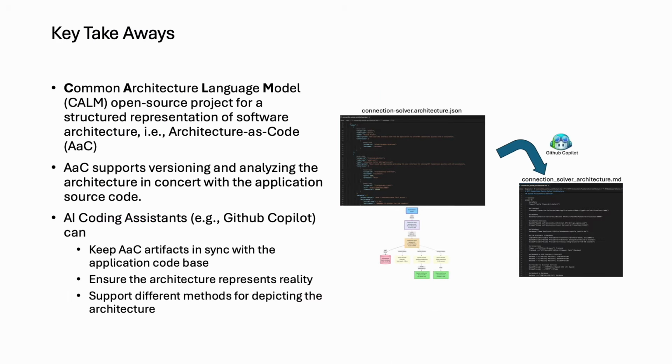Let's wrap up with the key takeaways. CALM, the Common Architecture Language Model, is an open source way to represent software architecture as code, not as static diagrams or tribal knowledge. Because it's architecture as code, it can live right alongside your application source, versioned, reviewed, and analyzed just like everything else. And this is where AI coding assistants really shine. Tools like GitHub Copilot can help keep those architecture artifacts in sync with the real codebase, validate that architecture still reflects reality, and even generate multiple views of the system for different audiences.